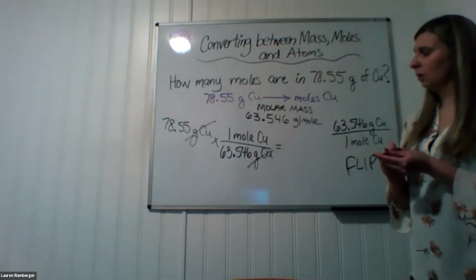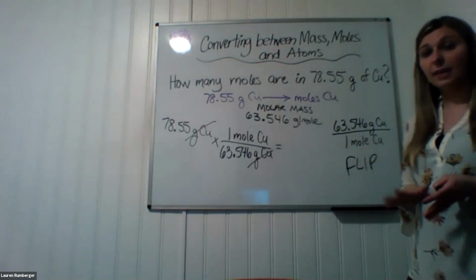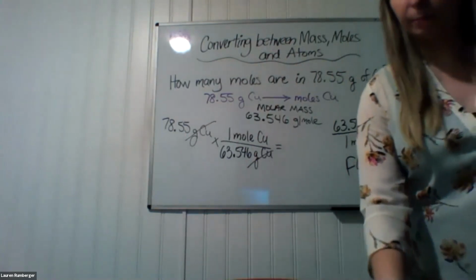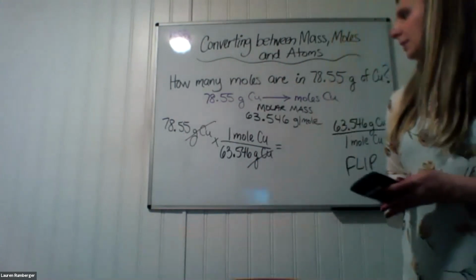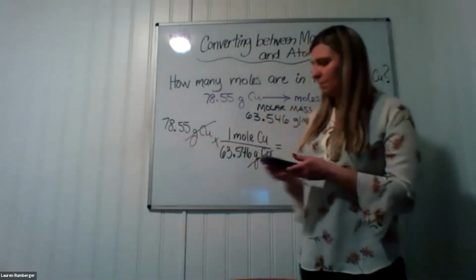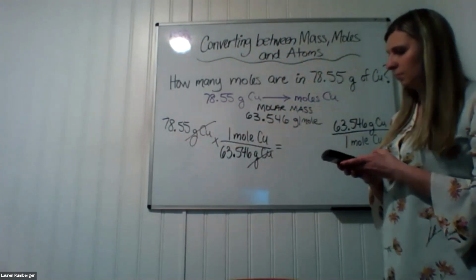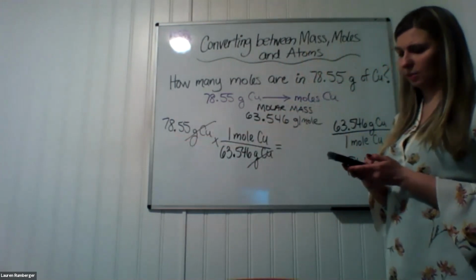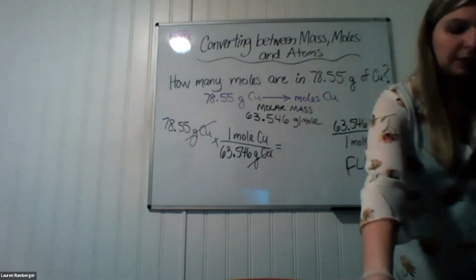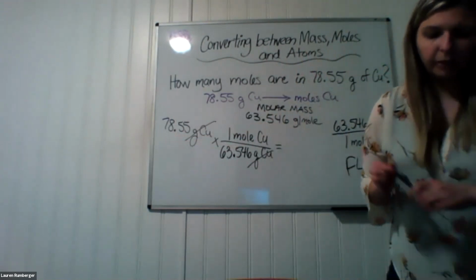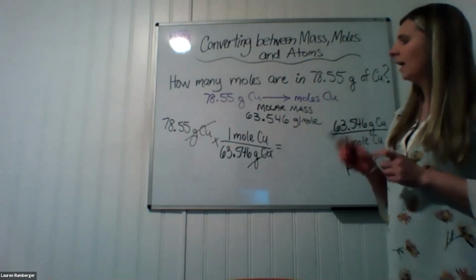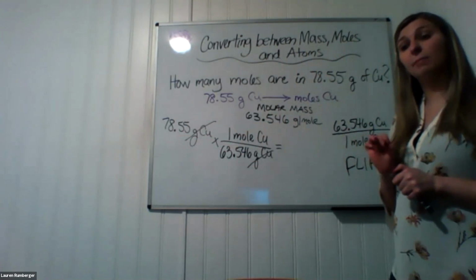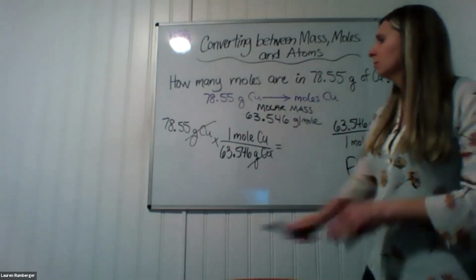So now, once you have your units set up and canceled properly, we can use our calculator. So what we see is that we're starting with 78.55 divided by 63.546. When you do this math, you're going to get a chain of numbers, but how many digits are you going to round to? Look at the least number of significant figures.